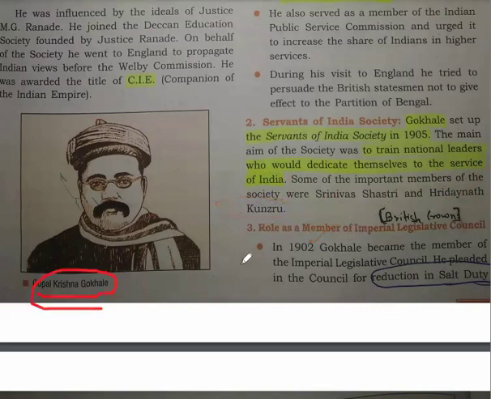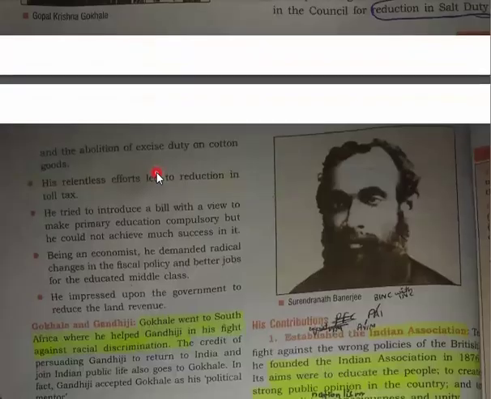Role of Gopal Krishna Gokhale in the Imperial Legislative Council, which is also known as the British Crown. So in 1902, Gokhale became a member of the Imperial Legislative Council. He pleaded in the council for reduction in salt duty, guys. Gopal Krishna Gokhale pleaded for reduction in salt duty. This is important. Okay, guys.